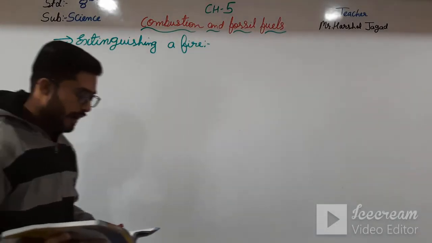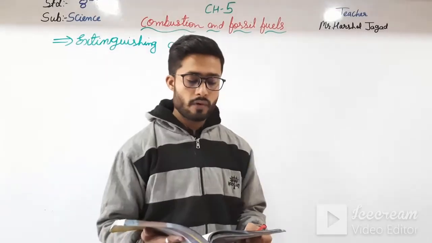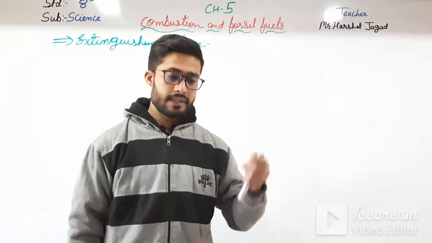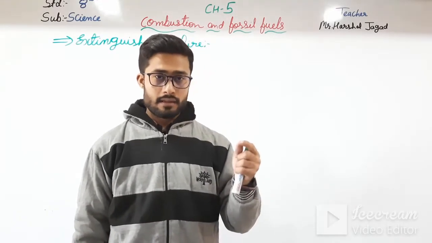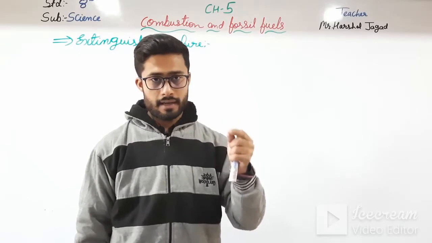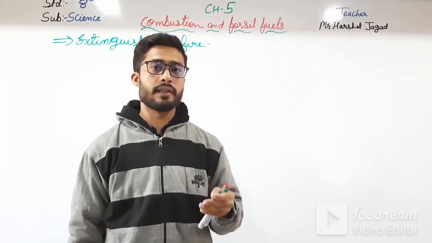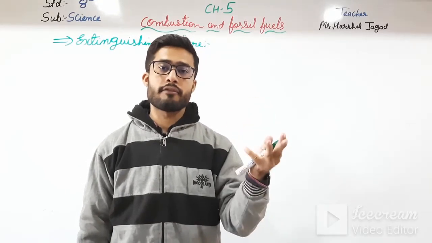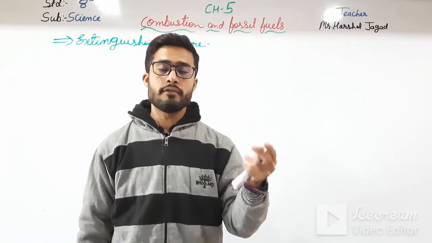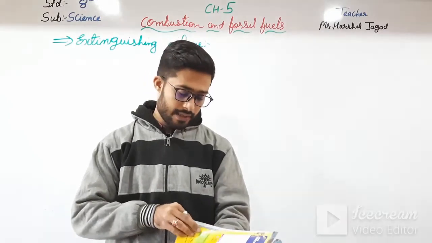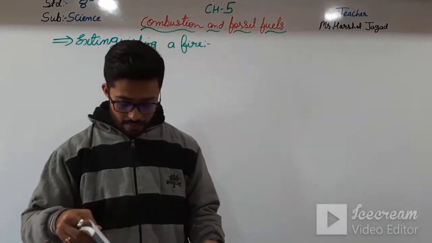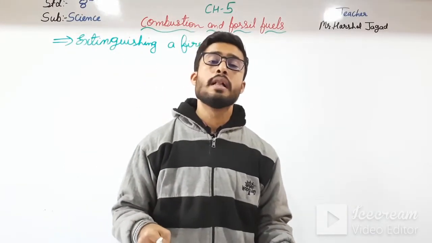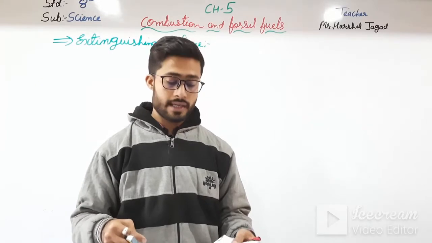A fire can be extinguished by removing one or more essential conditions for combustion. Here they are telling us that if we want to blow out the fire, we will take away one of the conditions from the fire. The three conditions are fuel, air or oxygen, and heat. If one or two of these are removed, the fire will be extinguished.